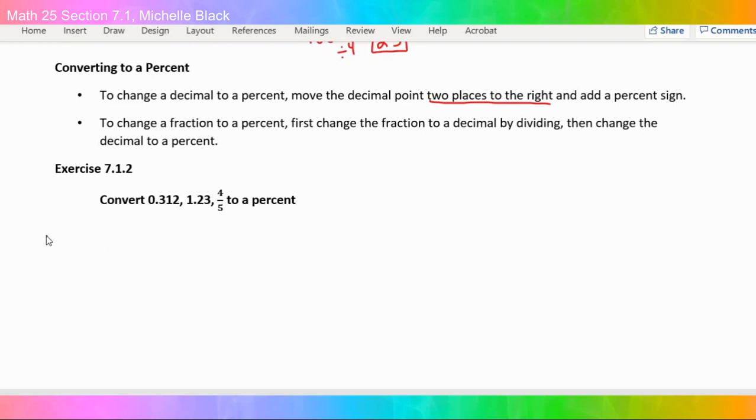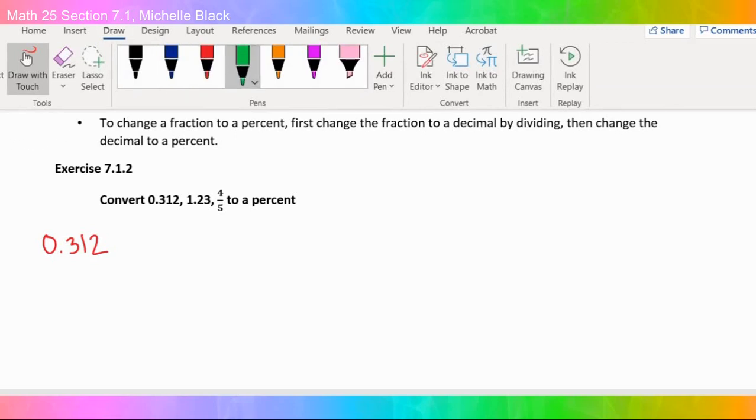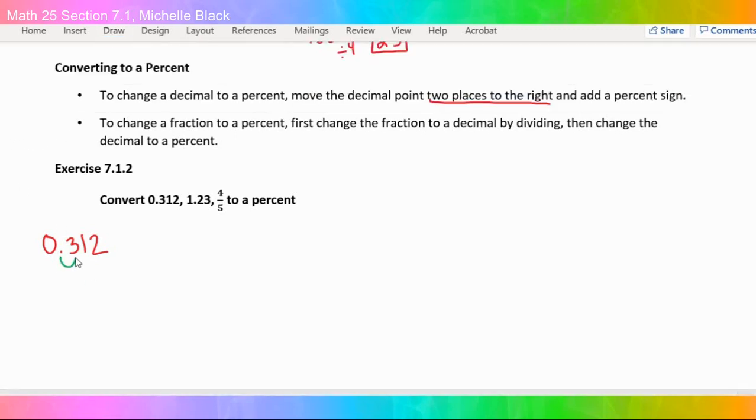All right, let's try our first one, which is 0.312. Well, I need to take my decimal point, and this time I'm moving it to the right 2 places. So I move it 1, 2. So as a percent, this is 31.2%.